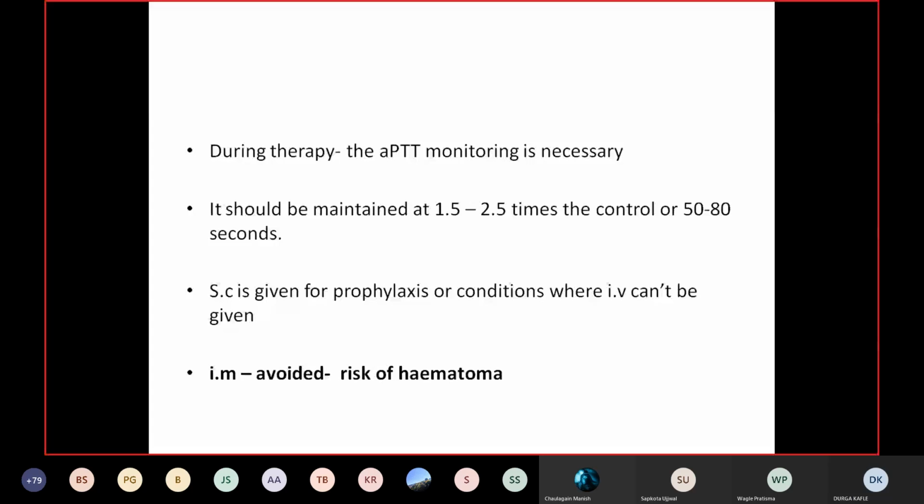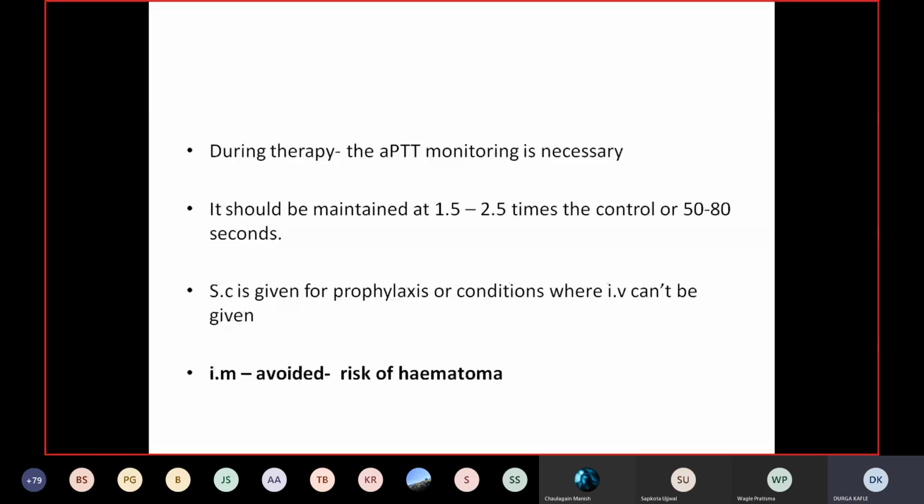So this clotting time should be observed while you are giving heparin, to prevent the complication of bleeding. When you give an excess amount of heparin, there may be a chance of excessive bleeding in that patient. So always you have to monitor the APTT level while giving heparin therapy. That is a very important thing.